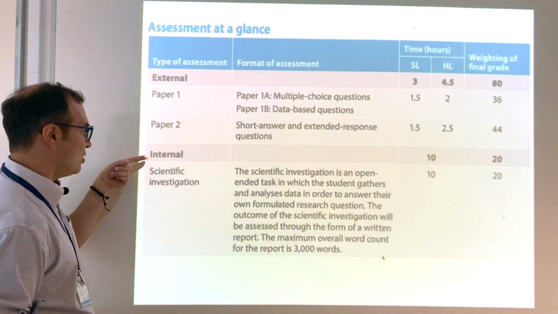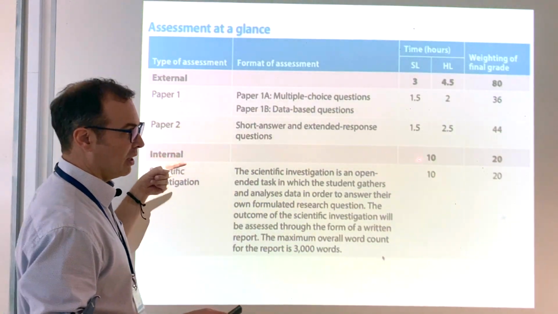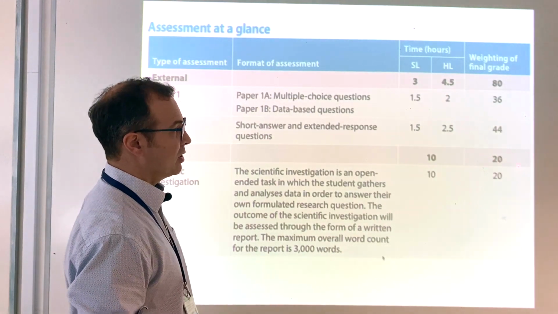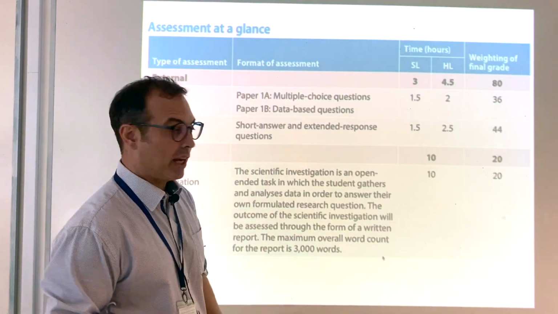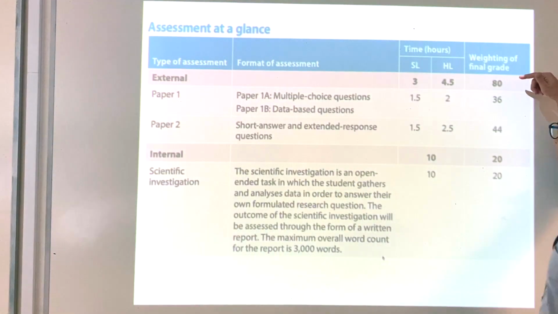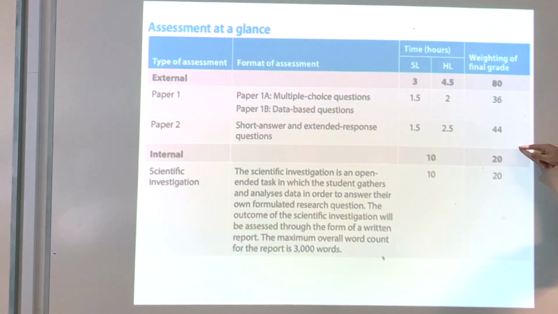You'll notice the internal assessment, which is the IA or the lab that we were talking about, is also the same for SL and for HL. So in this case, the final weighting of each of the papers is here, where we have the weighting of paper 1, the weighting of paper 2, and the internal assessment, which is our 20%.